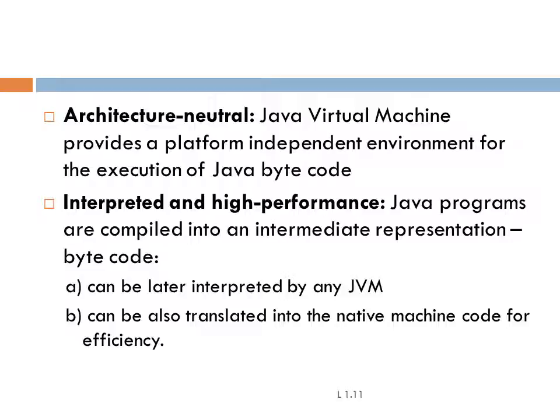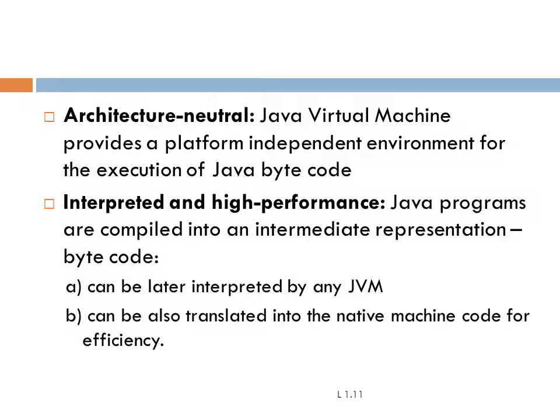Architecture neutral. The Java Virtual Machine provides a platform independent environment for the creation and execution of bytecode. If the bytecode is there, then we can execute that bytecode program on any architecture, whether it is Windows, Linux or any type of bit machine. We can execute that Java program.